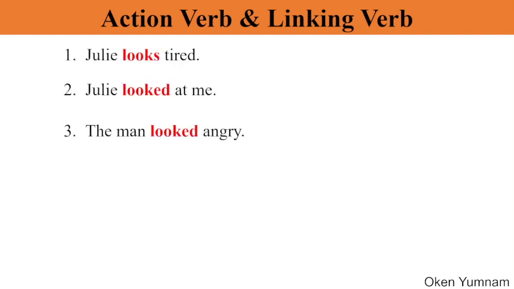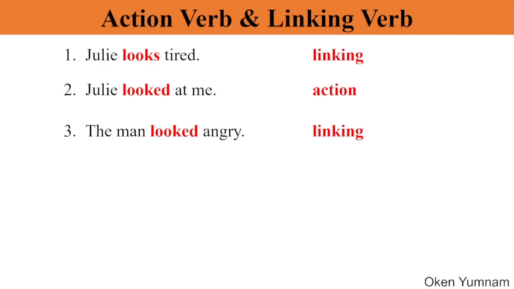Let's see here again. Julie looks tired. Julie looked at me. The man looked angry. If we observe these three sentences carefully, let's see the first one. Julie looks tired is a linking verb because Julie is doing no action. But if we look at number two, Julie is doing an action. She is doing the action of looking at me. So here look is used as an action verb. Again on the third one, the man is doing no action. He simply appears to be angry. So it is a linking verb.